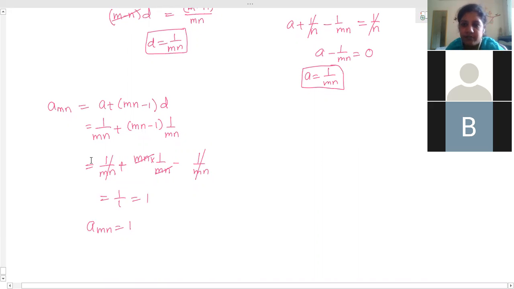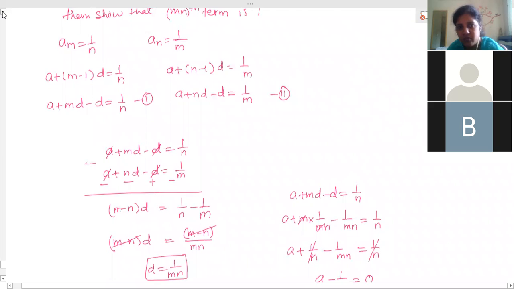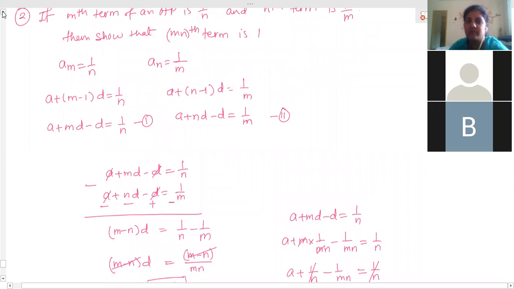Is it clear? Yes, ma'am. Follow the same method that you have done in terms of numbers. For the variables also you have to do the same thing.